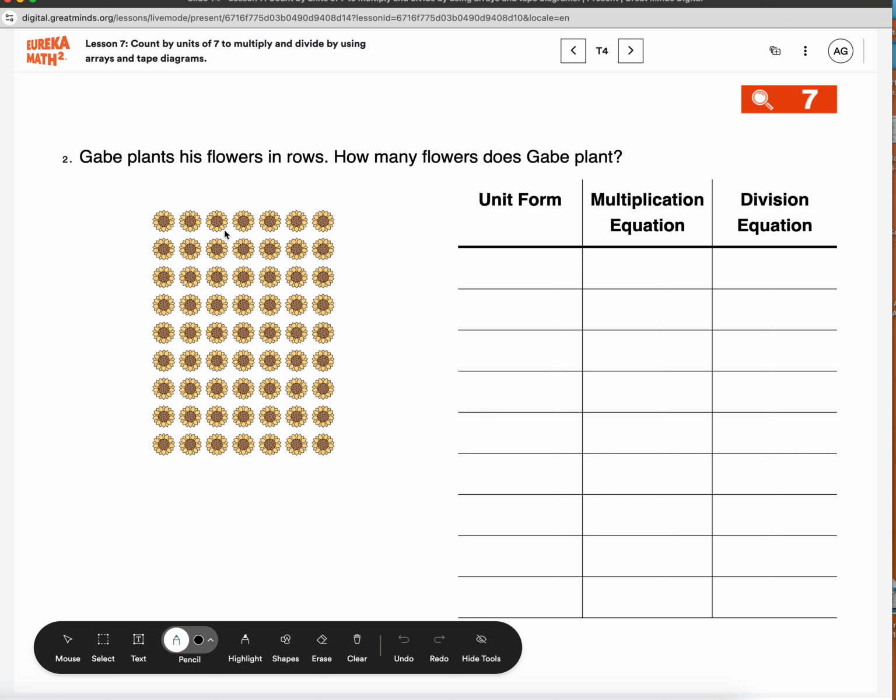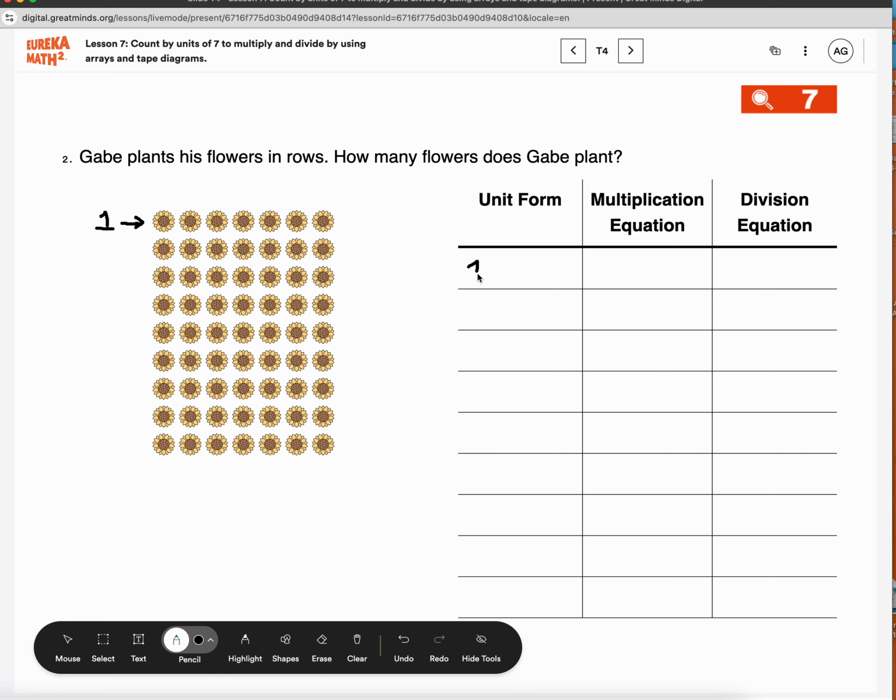So as I'm looking at my entire array here of sunflowers, I notice that I'm going to count my rows. So I've got 1, 2, 3, 4, 5, 6, 7, 8, 9. I've got 9 rows, and there are 1, 2, 3, 4, 5, 6, 7 sunflowers in each row. So my unit is 7. That is my main focus. So when I'm looking at the first row, I'm just going to look at that first row. So row number 1, I'm going to say my unit form is I have one row of 7 sunflowers.